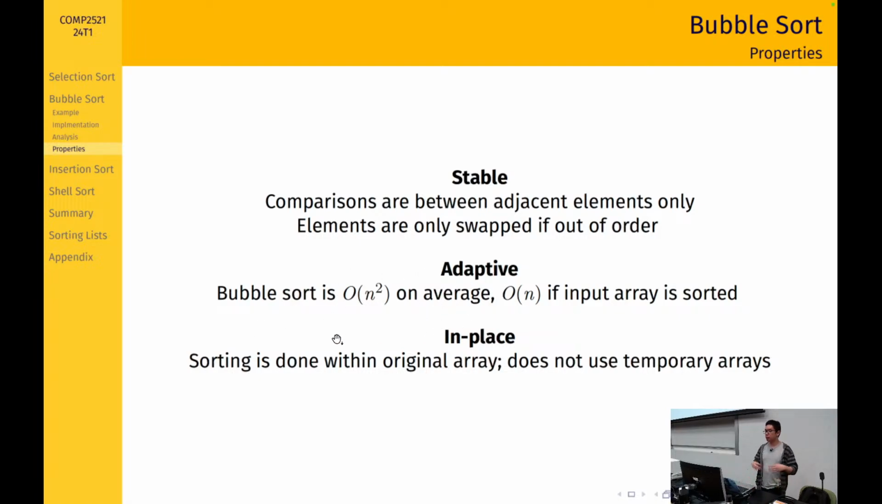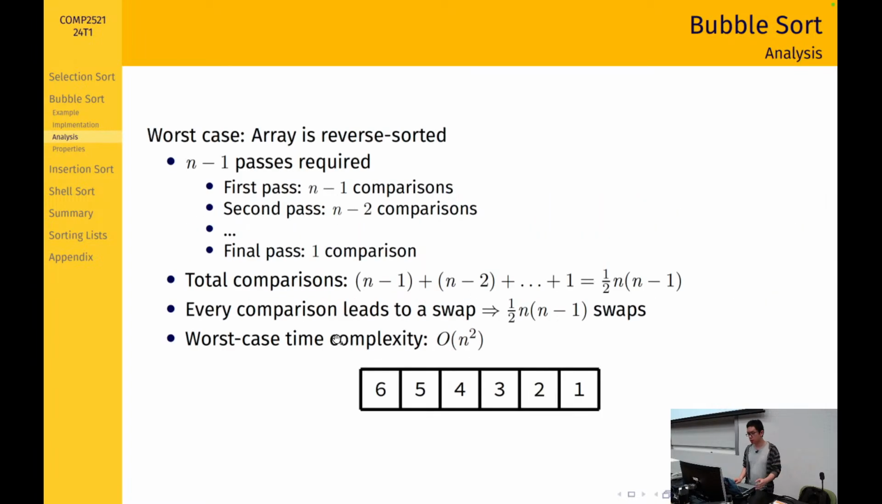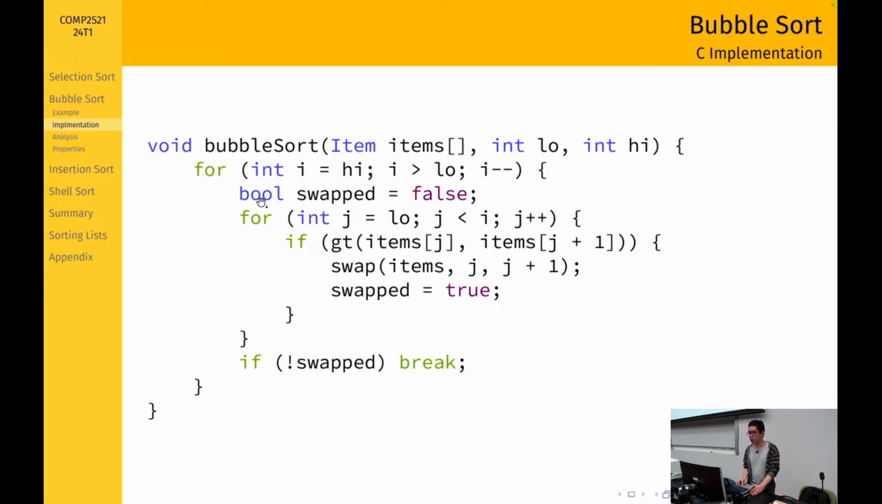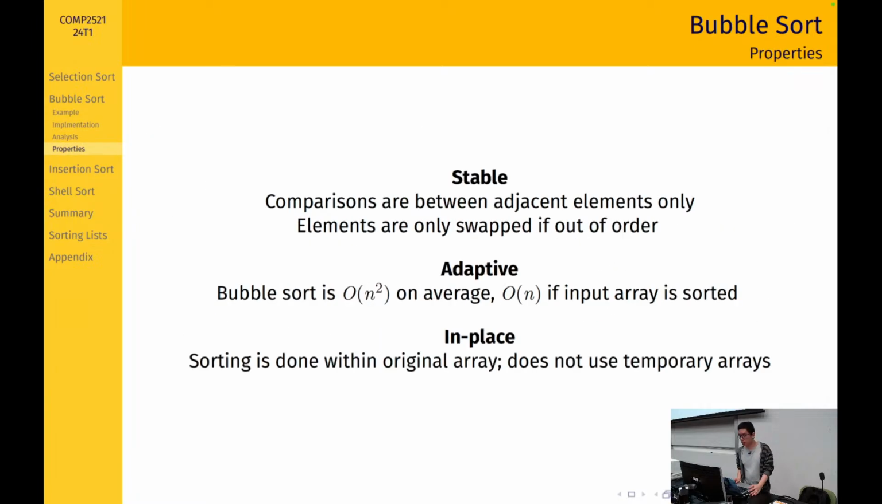And bubble sort is in place. You can see from the algorithm here that we only use integers and booleans. We don't have any temporary arrays or anything. So bubble sort is in place.